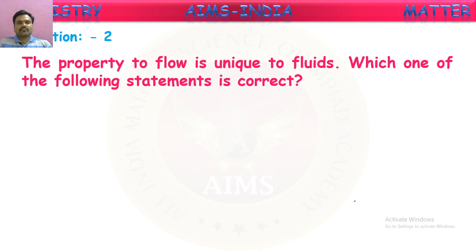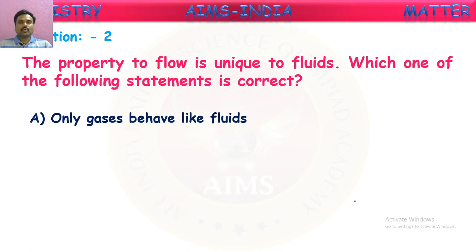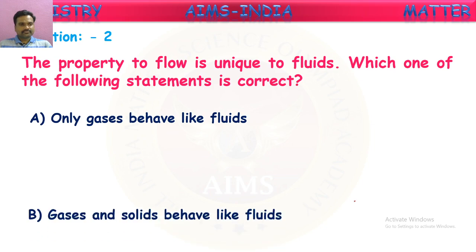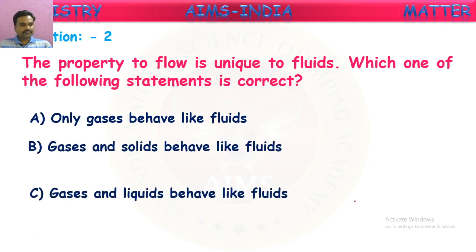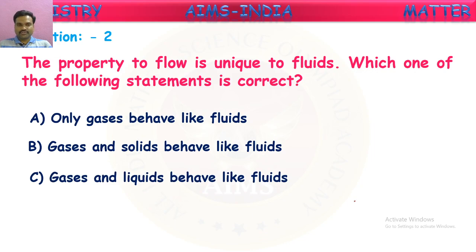the property to flow is unique to fluids. The flowing nature is called fluidity, and those which can flow are called fluids. Which one of the following statements is correct? Only gases behave like fluids. Gases and solids behave like fluids. Gases and liquids behave like fluids. Only liquids are fluids. Which is the correct answer, children?